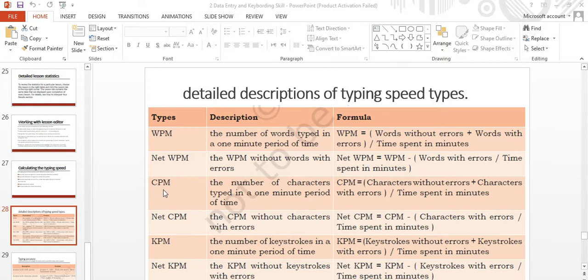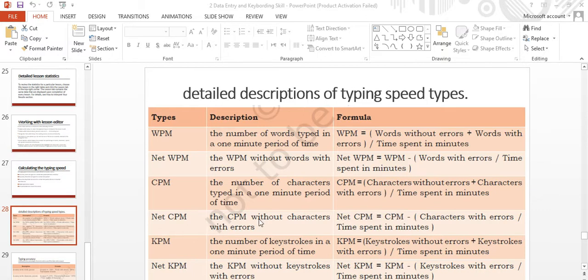Same for CPM, that is characters per minute, and net CPM. Same for KPM, keystrokes per minute: how many keystrokes you are making without errors plus with errors, divided by the time spent in minutes, and net keystrokes per minute, net KPM. You should remember the shortcuts of all these: what is WPM, what is CPM, what is KPM.